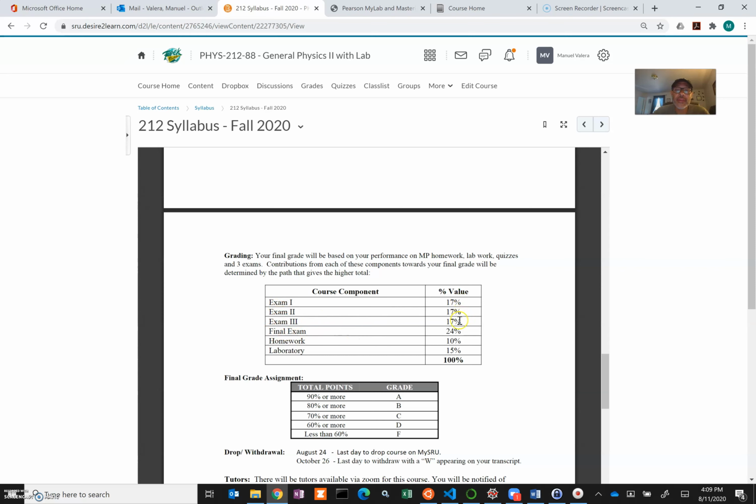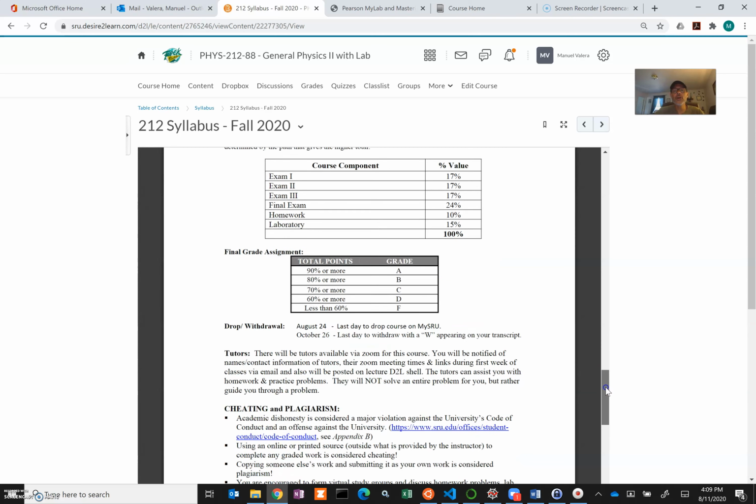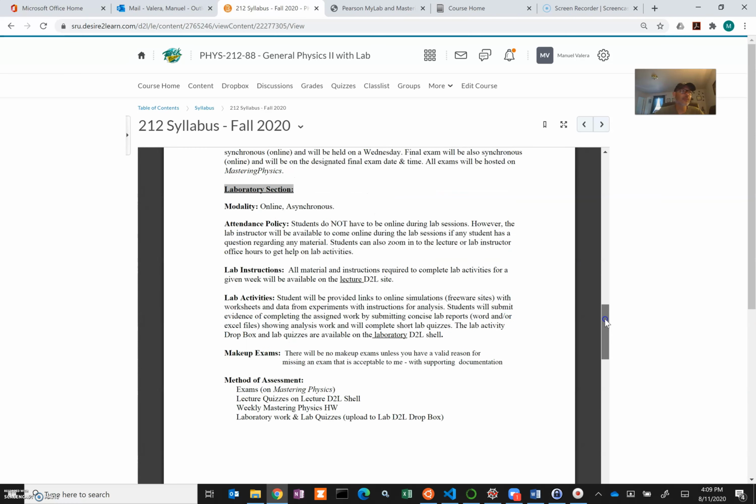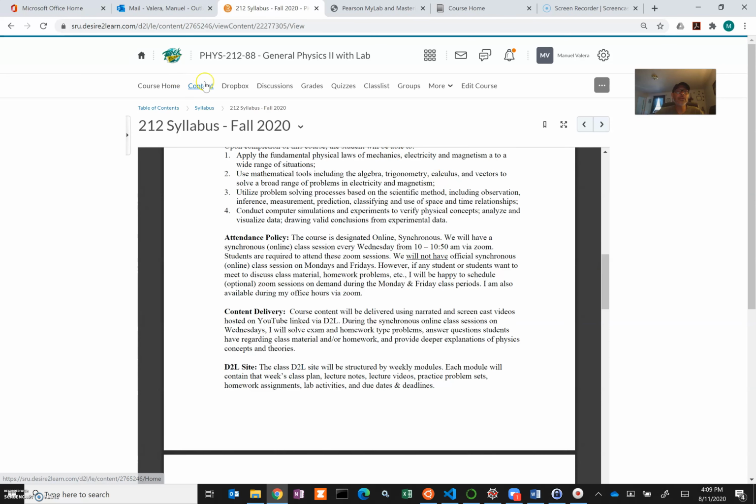So each exam is 17%, the final is 24%, the homework is 10%, and the labs are 15%. So there's no late assignments accepted. So labs or homework, if they are late, well, you get 0 for that. So just plan accordingly. All right, so now let's go and talk about the structure of the class.